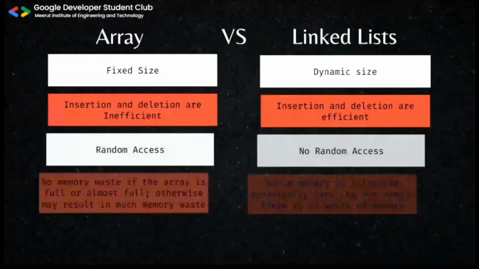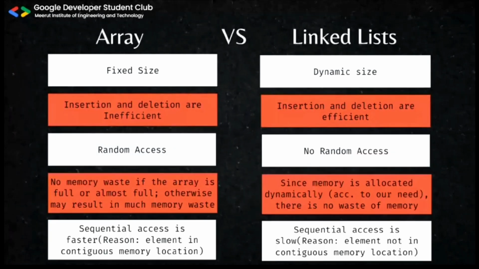Next is what are the differences between linked list and an array? So the first thing you can see over here, arrays have a fixed size which you cannot increase after you initialize it. Right. But in a linked list, you can alter the size of the linked list whenever you want. So this is also called dynamic memory allocation. So a linked list has a dynamic size.